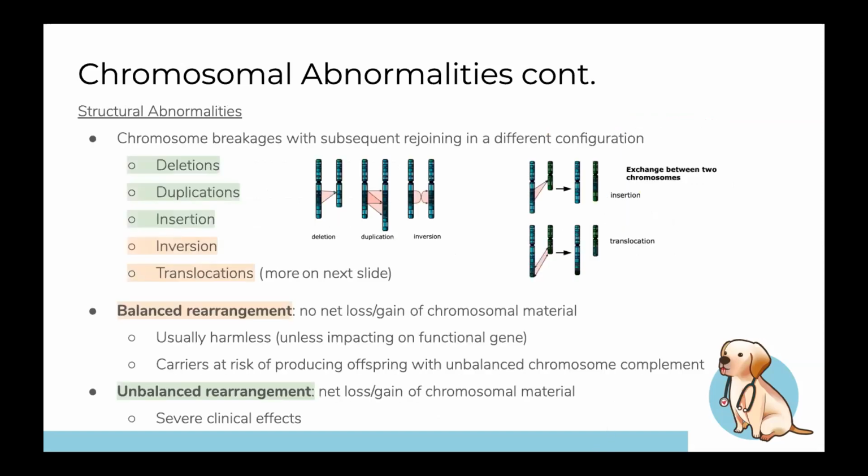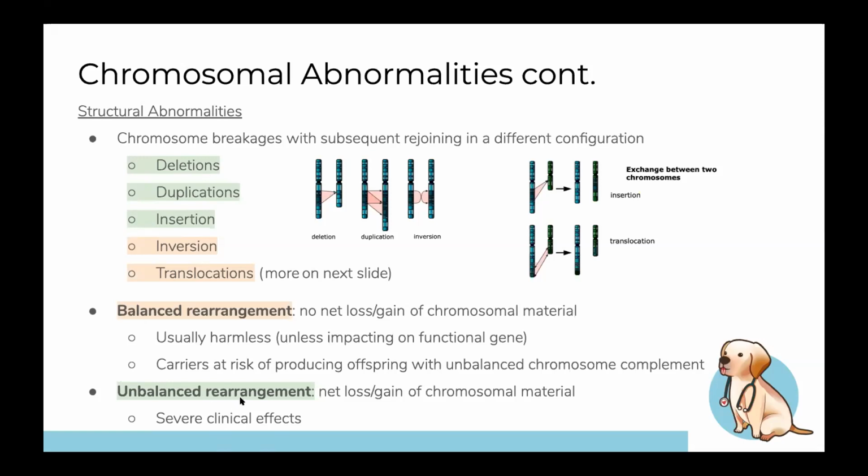So that was all your numerical abnormalities. This is your structural. Structural, we can divide into balanced rearrangements and unbalanced rearrangements. If it's balanced, it's usually all right because you haven't gained or lost any chromosomal material. Versus unbalanced, this is going to prove quite detrimental because you're either missing certain genetic information or you've got too much of it. And as it's written here, you're going to have severe clinical effects. Examples of unbalanced rearrangements include deletions, duplications, and insertions. So you're either missing or you've gained extra chromosomal material.